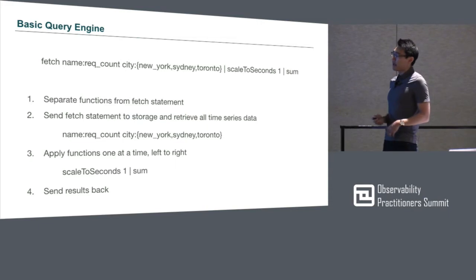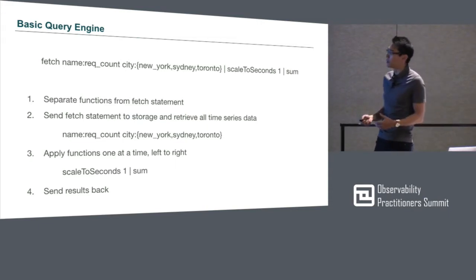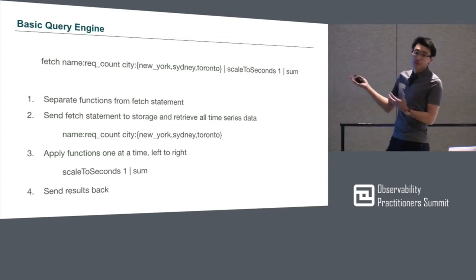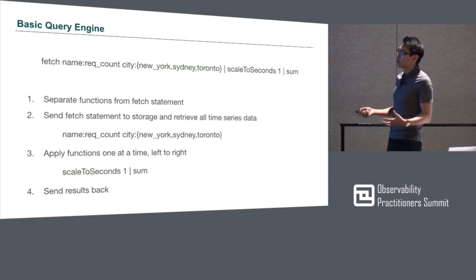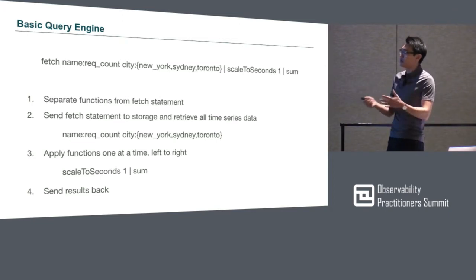So here we have the steps of a basic query engine. This was our basic query engine. This is how it worked. You see a fetch statement here. By the way, this query language is M3QL. It's our own sort of in-house Uber query language. We will be open sourcing this in a couple of months. Sort of tag-based, has pipes into functions and whatnot. It reads left to right.